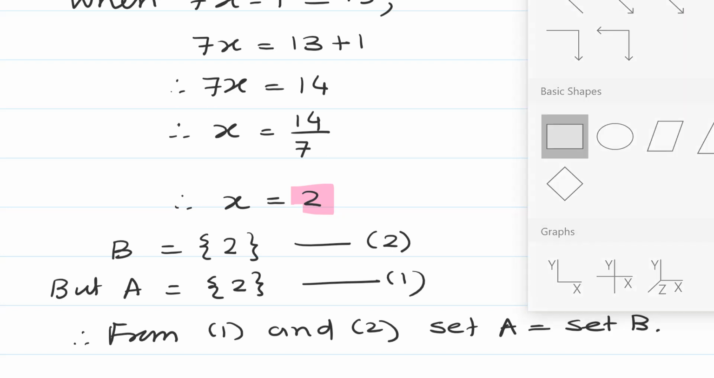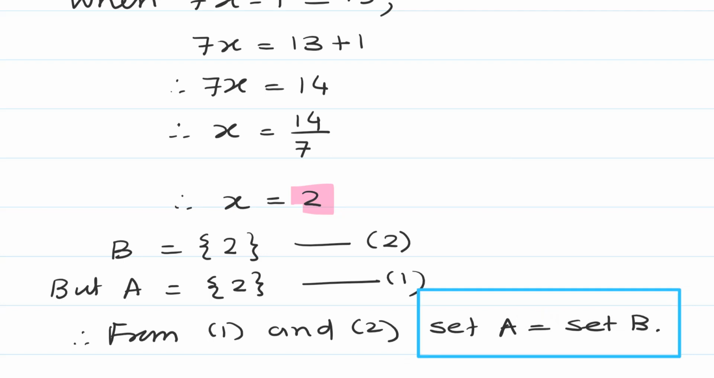So final answer is: when two sets have the same elements, then they are equal.